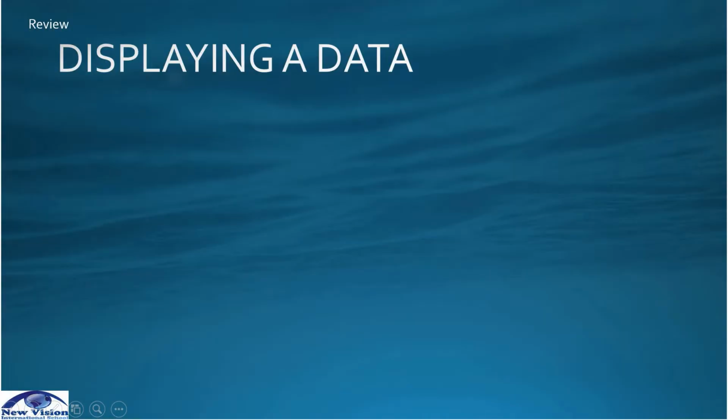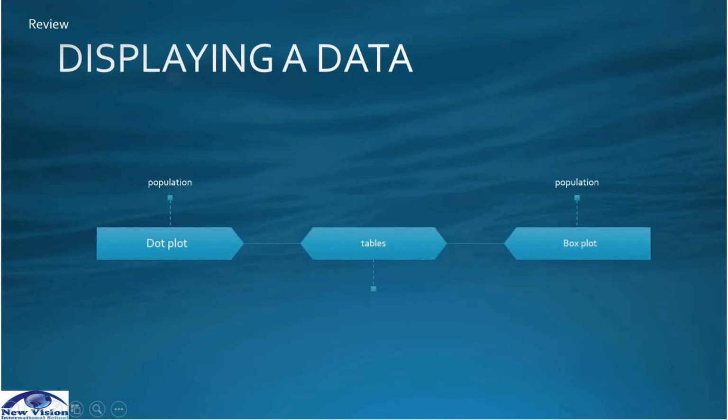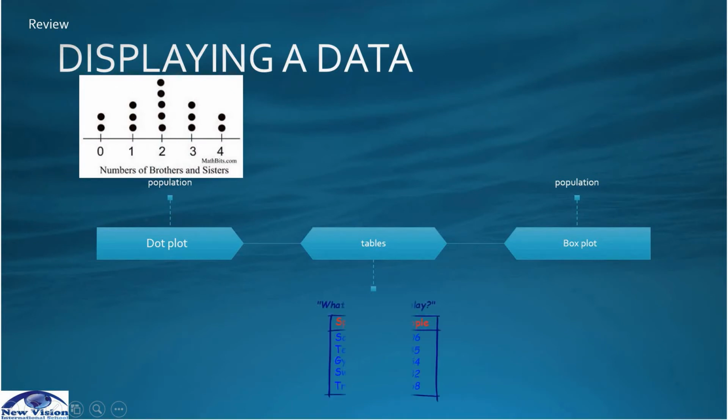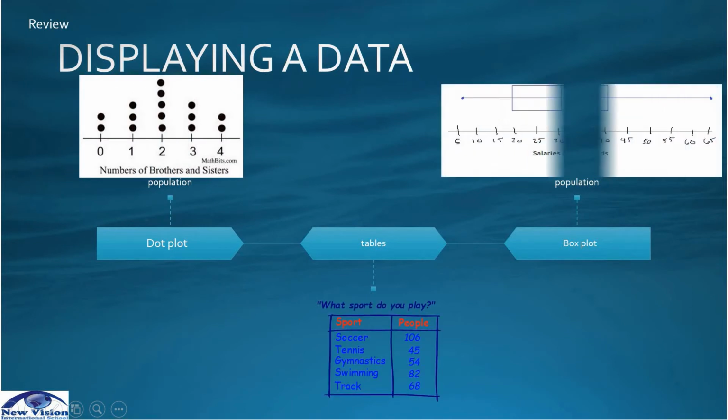Let's have a review on how we are going to display data. There are three, right? You have dot plots, tables, and box plots. All of these three display the data of a population. How does a dot plot look like? It looks like this. How about a table? Yes, it looks like this. And how about a box plot? It looks like this. So this morning we are going to focus on a population illustrated by a box plot. So we're going to compare a certain population using a box plot.